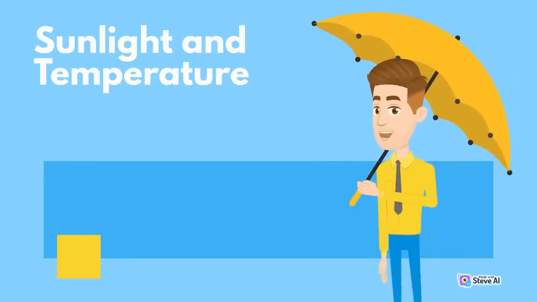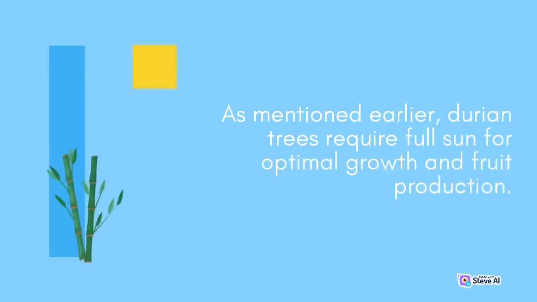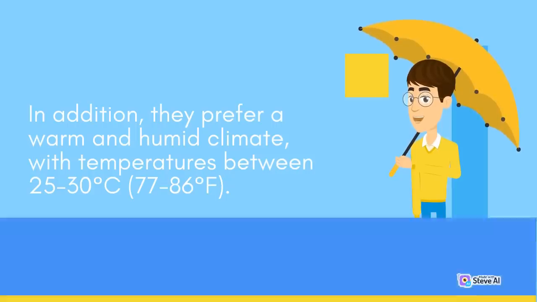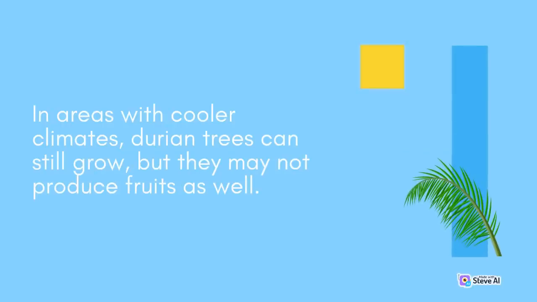Sunlight and temperature. As mentioned earlier, durian trees require full sun for optimal growth and fruit production. In addition, they prefer a warm and humid climate, with temperatures between 25 to 30 degrees Celsius, 77 to 86 degrees Fahrenheit. In areas with cooler climates, durian trees can still grow, but they may not produce fruits as well.